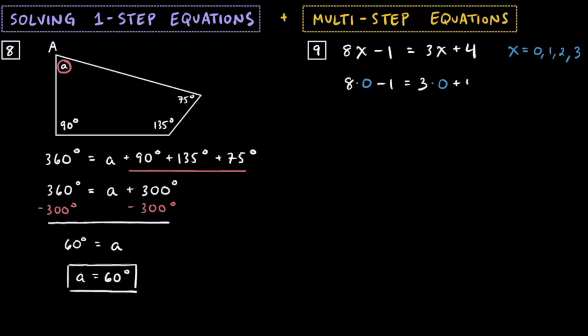Let's see if this works out. On the left side, if we do 8 times 0, that's going to be 0, and then 0 minus 1 is going to equal negative 1. And on the right side, we have 3 times 0, which is 0, plus 4, and that's equal to 4. Negative 1 doesn't equal 4, right?